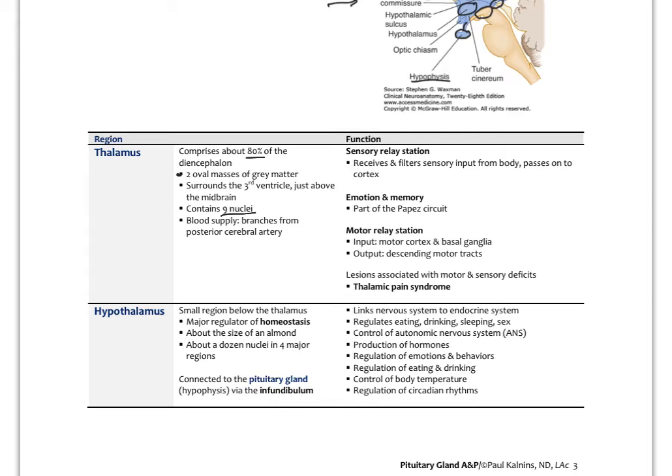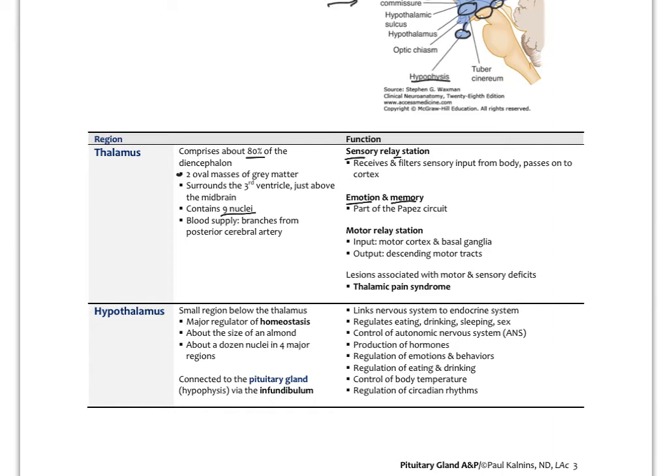So it's a collection of nerve cell bodies, and they all have specific activity. And these activities relate to different things, again, from sensory mapping sensory information, also filtering that sensory information, and like I said, pain information, emotion and memory. So there's something called the Papez circuit, and the thalamus is part of that.